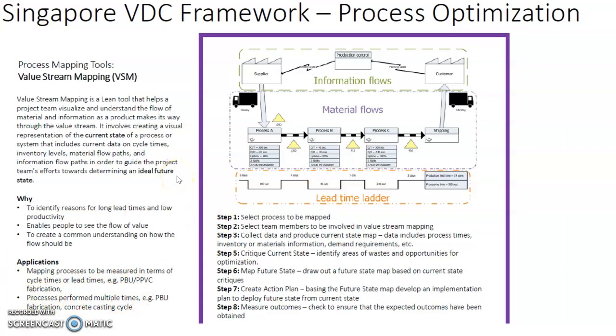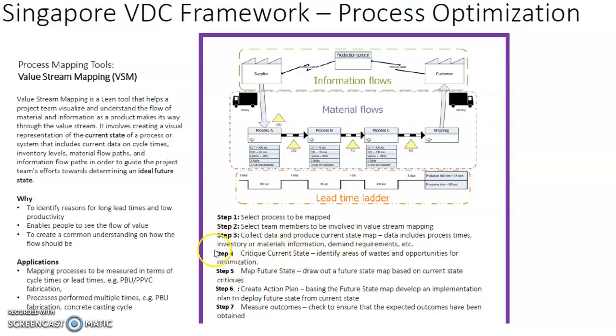When preparing the value stream mapping of a process, we need to go through 8 steps typically. Step 1, we will select the process to be mapped. Step 2, we will select the team members to be involved when we are doing the value stream mapping. Step 3, we start to collect data and produce the current state map. And the data will include the process time, inventory or material information, demand requirements, so on and so forth.